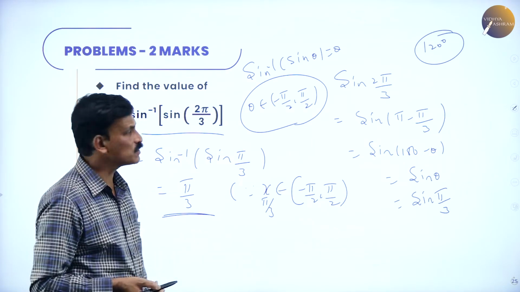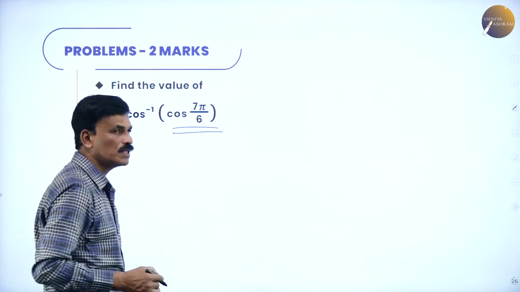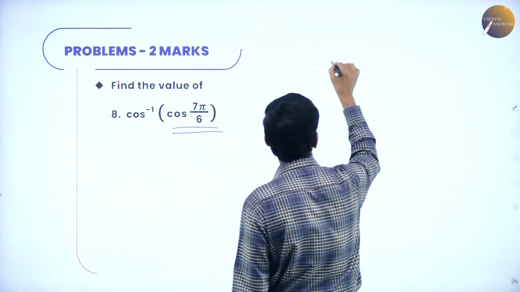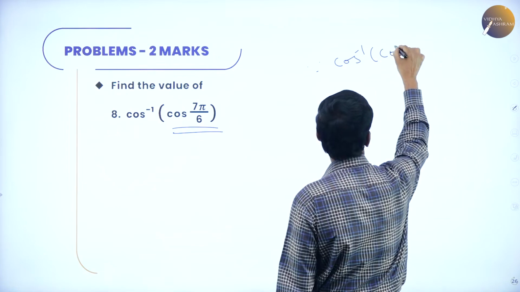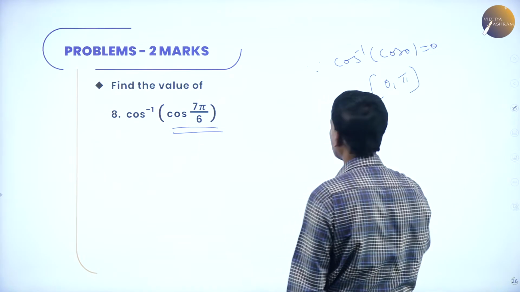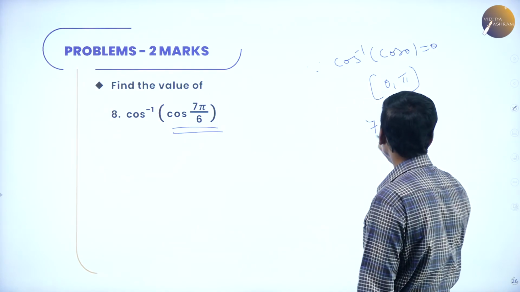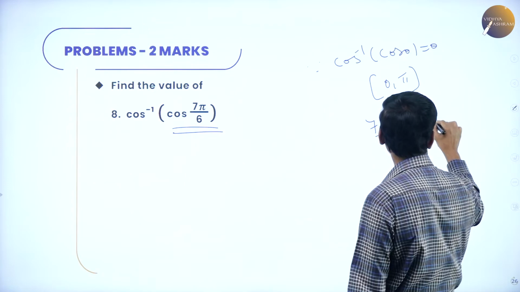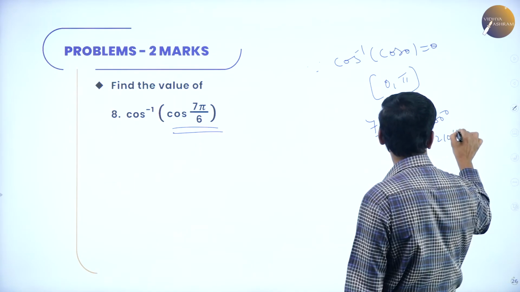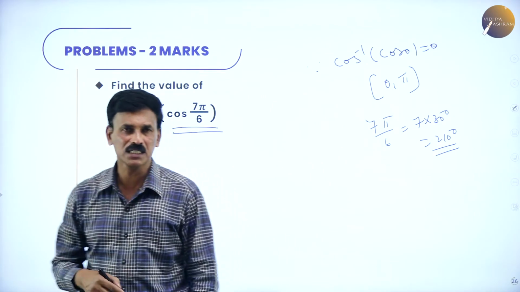Now, let us come to the next problem. Similar, let us take one more problem. Convert this cos 7 pi by 6. So, you know the value of cos inverse of cos theta is equal to theta, where theta lies between 0 to pi, up to 180 degrees. Now, what is 7 pi by 6? 7 pi by 6 is nothing but 7 into 30, that's equal to 210 degrees. Greater than 90, convert into less than 180 degrees, that's it.